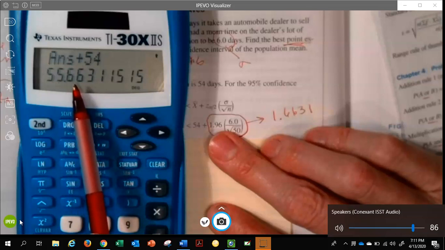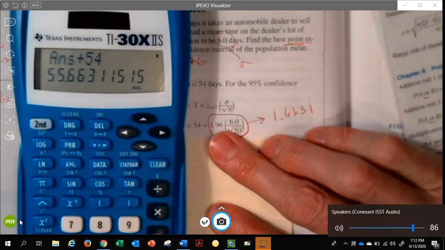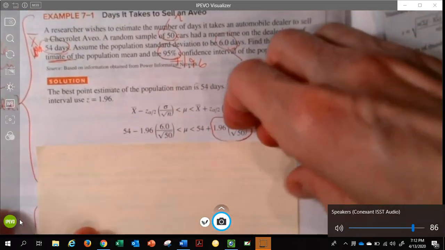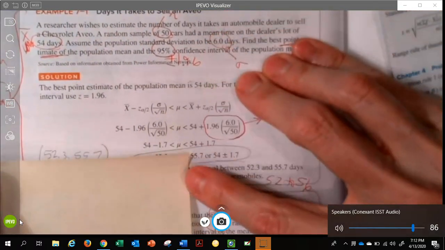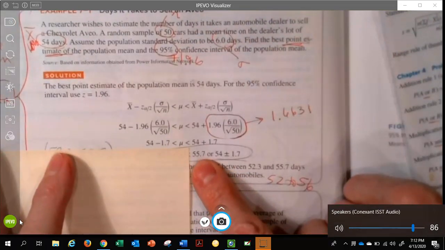Or 55.66. And again, it's going to depend. What do they want us to round to? Or are we following their suggestions? So about 55.66. And when I look under here, right there, it says 55.7.